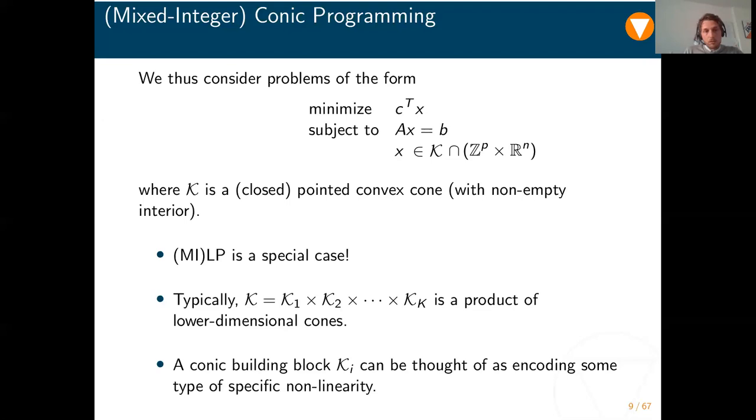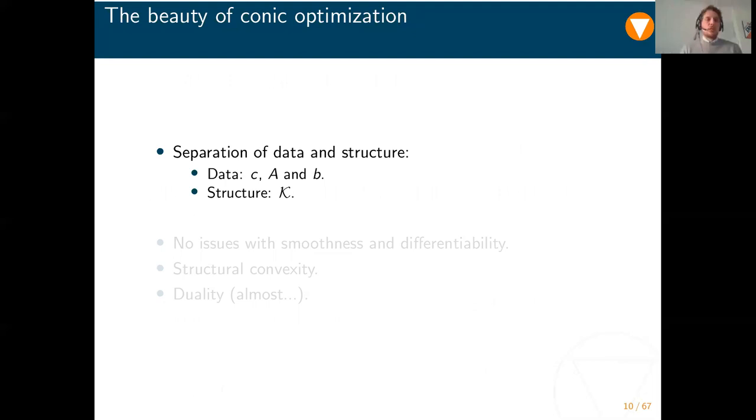Okay, to go back to these pros and cons of the programming paradigms that we see, some advantages of conic optimization, and this is carried over from linear programming, is the separation of data and structure. So the whole structure that would otherwise be described somehow in nonlinear functions is now contained in this K, and it's completely separate from the data, which is all in the linear part of the problem. That can come in handy in some situations when you want to analyze your problems either on paper but also computationally, and we will see an example where this is actually an aspect.